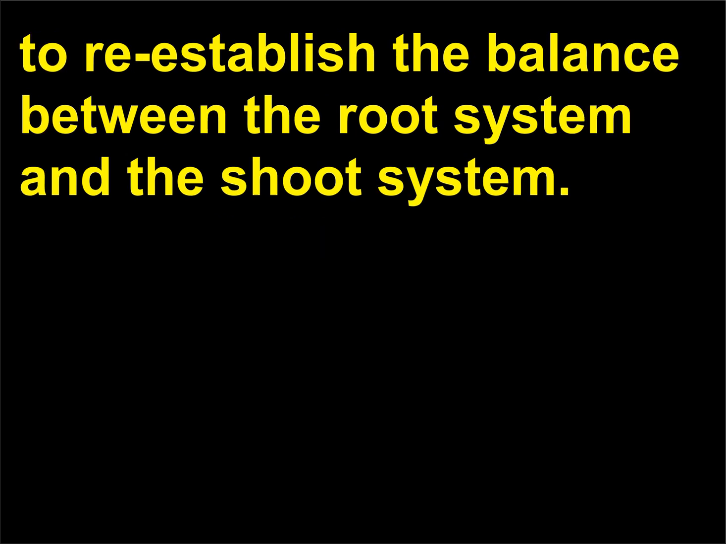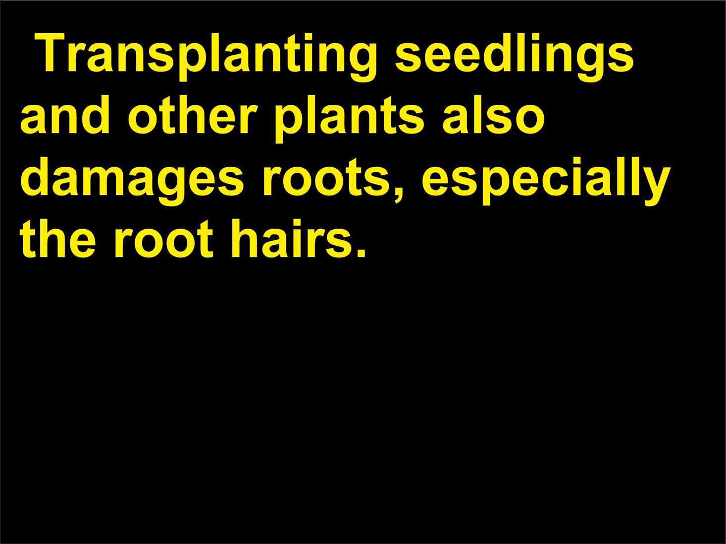When there is known damage to the roots, cutting back the shoot system helps to re-establish the balance between the root system and the shoot system. Transplanting seedlings and other plants also damages roots, especially the root hairs.